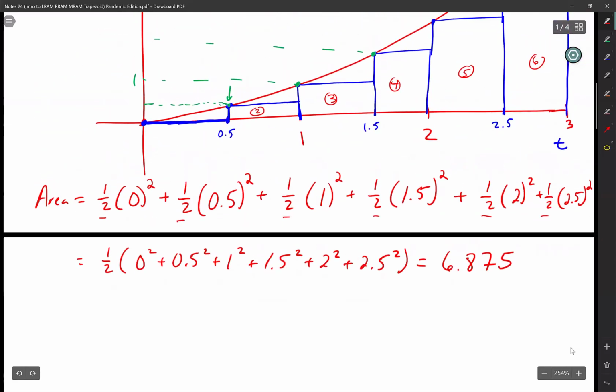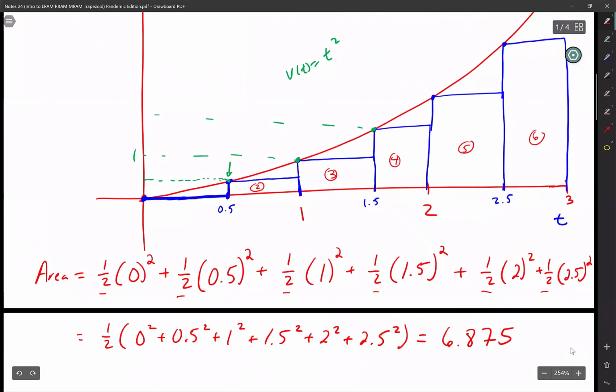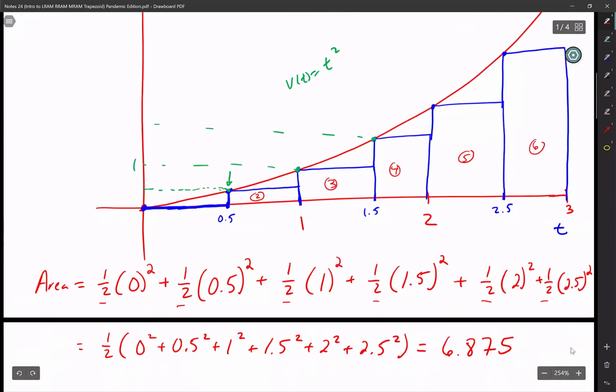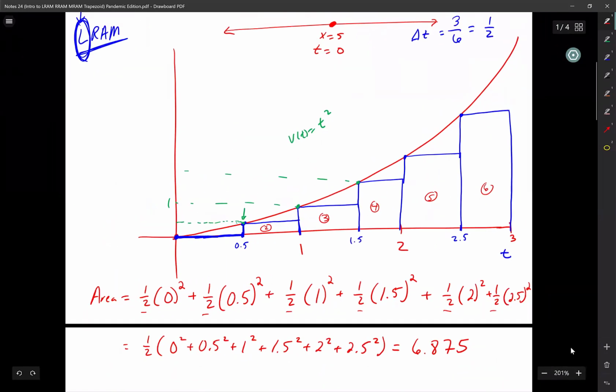All right, there it is. Here's the question. This obviously doesn't have any units, guys, but this is the distance traveled. The question is this: using LRAM, is that an over approximation, under approximation, or the perfect answer? Under. It's an under approximation because there are still all these little gaps that you did not take advantage of. Does that make sense, guys?